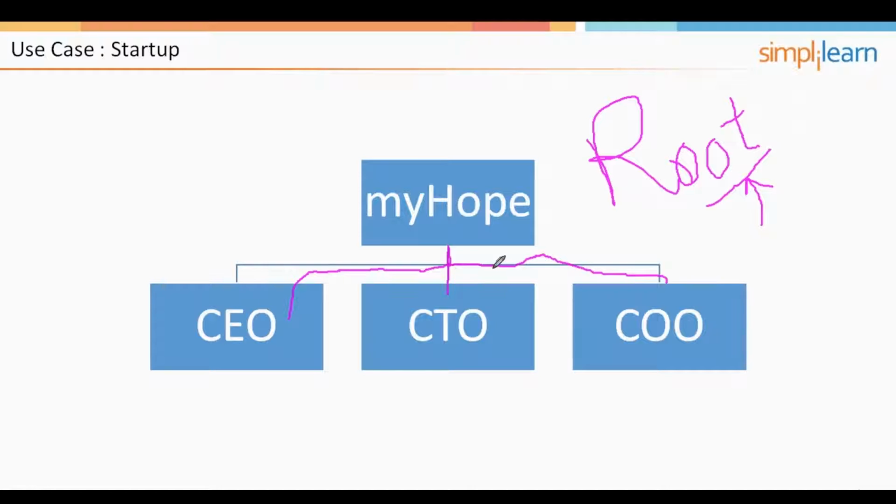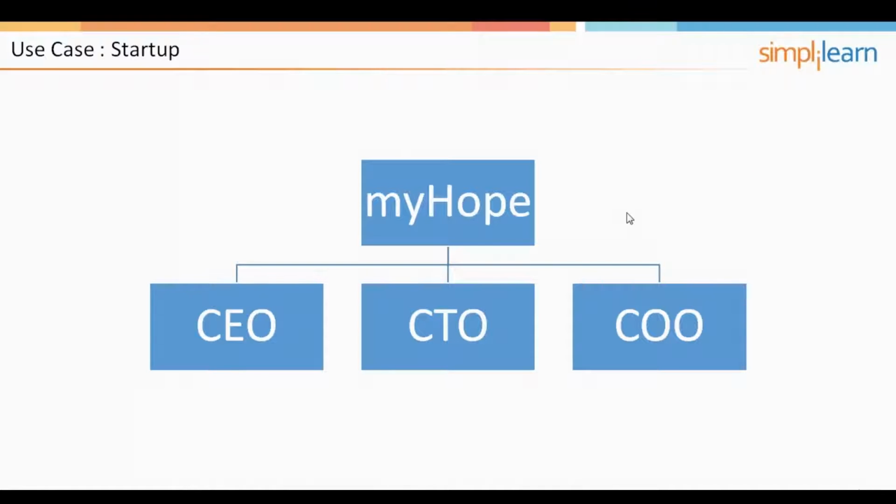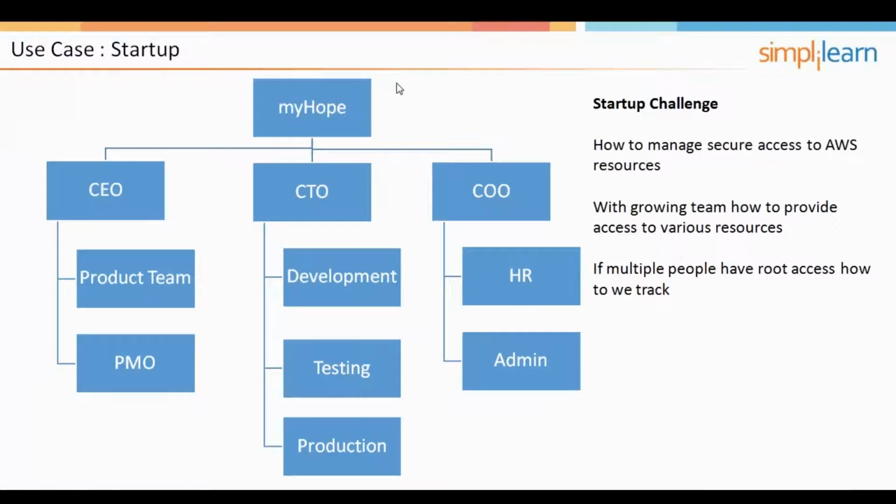So the root account you would be using to register with Amazon, and start using various services. This would be okay since you have a smaller team. What if the team starts growing? The CEO would be adding more and more product team and project management team. The CTO would be adding more development, testing, and production team. The CEO would also be adding HR and admin.